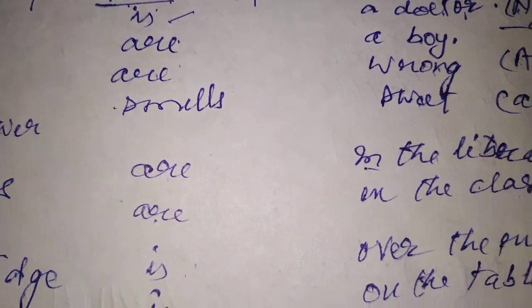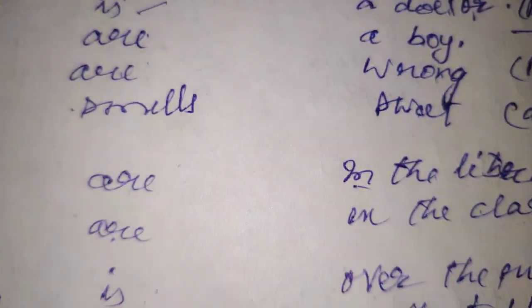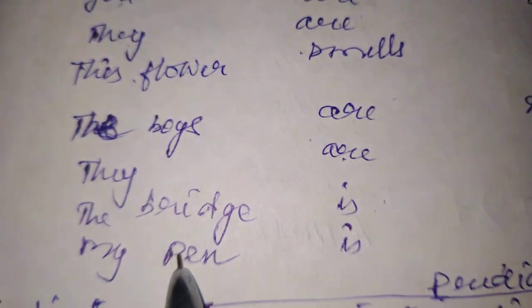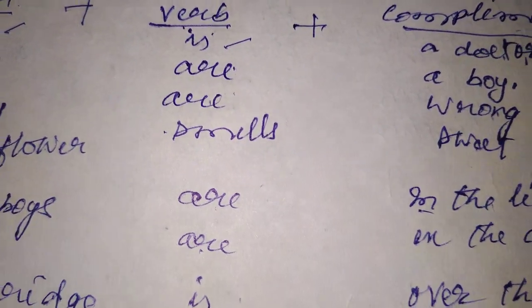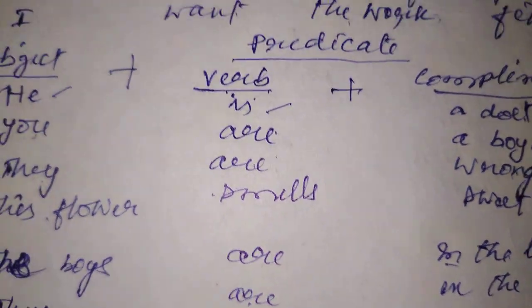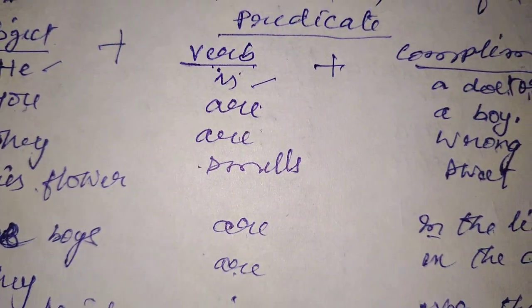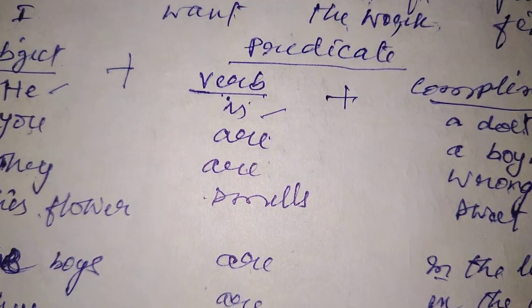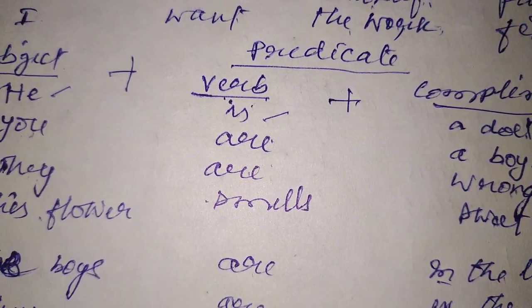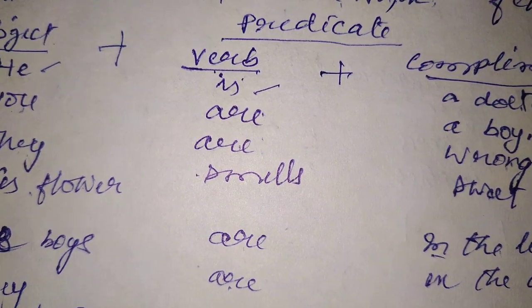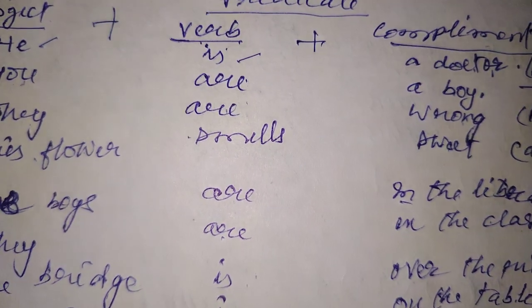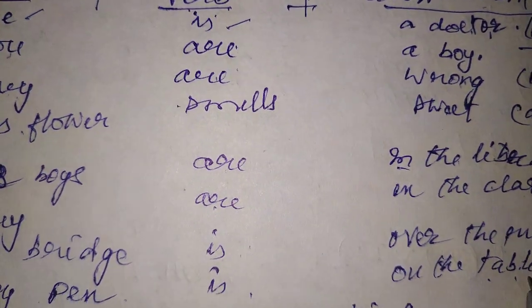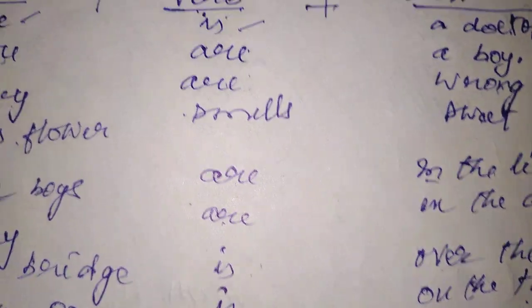My pen is on the table. मेरा पेन टेबल पर है. On the table is an adverbial phrase. My pen is the subject, is the verb here, and this is the complement given to pen. कहाँ पर रखा है? Where is it kept? It is kept on the table. So इसका complement on the table है और वो भी adverbial phrase की form में है.